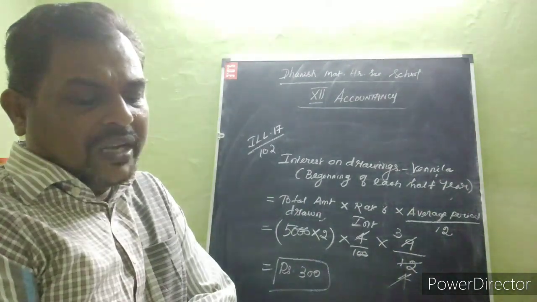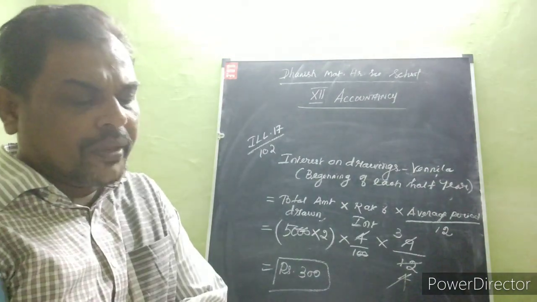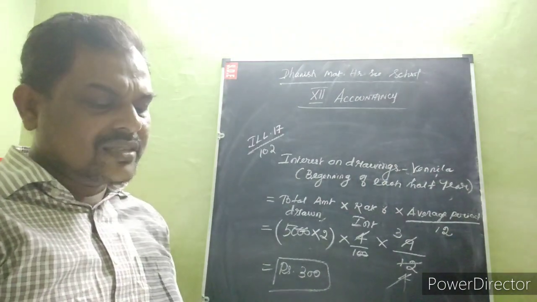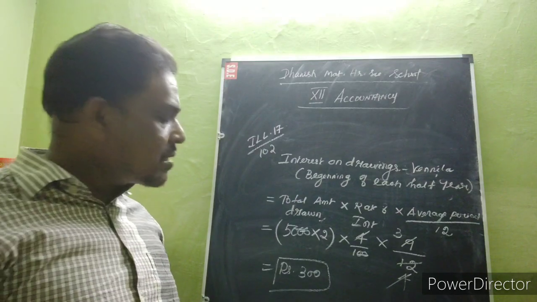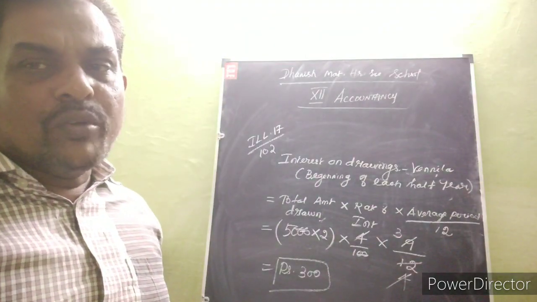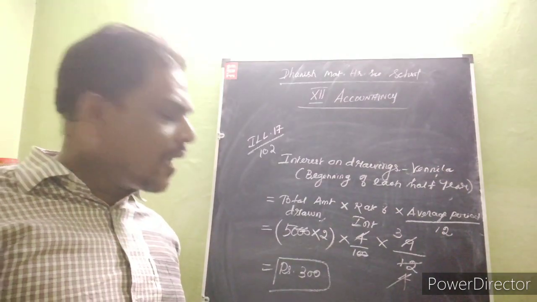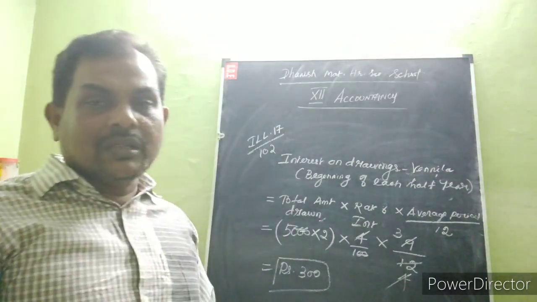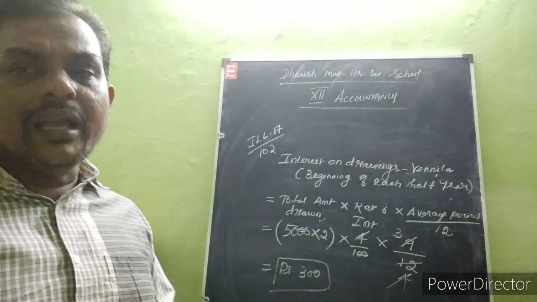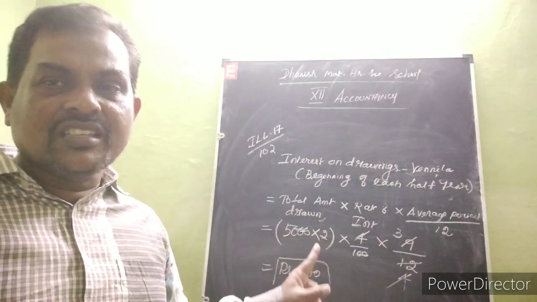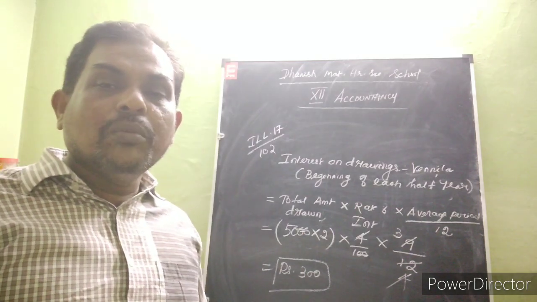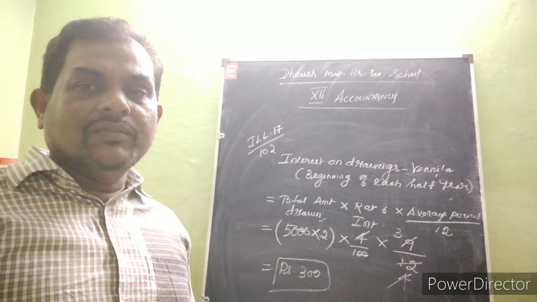Okay. Now only the last topic is left. That last topic will be taken up in the next class. By that time, please revise all the sums from your textbook exercise sums. So in this class I completed interest on drawings, how to calculate the interest on drawings, the third method. This is the final method. Okay, thank you. Do practice well. Thank you.